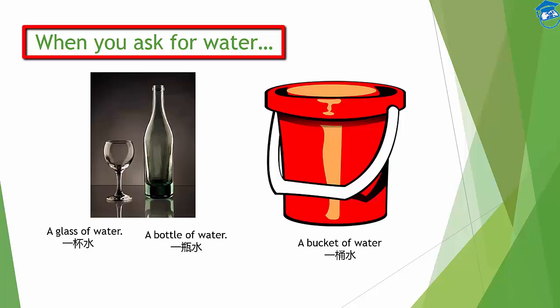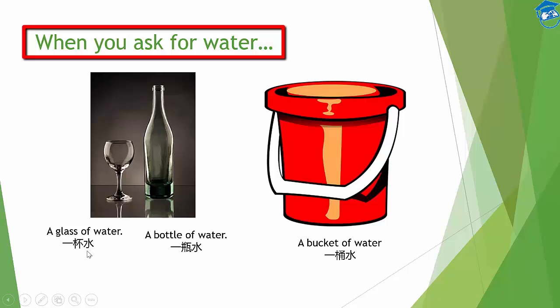So in that sense, you have quantifiers in English to quantify the amount of water you need. So here the example, like there's a glass, so you say a glass of water. And this is the Chinese words for a glass of water. And then there's a bottle of water. This is the Chinese words for a bottle of water. And this is the bucket of water, and this is the Chinese words. And you can see the number 1 here, saying the quantity as 1.